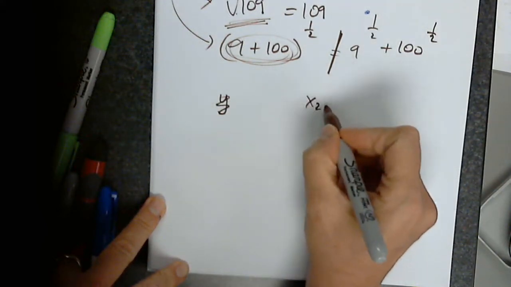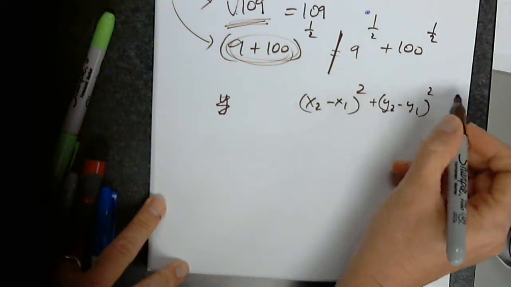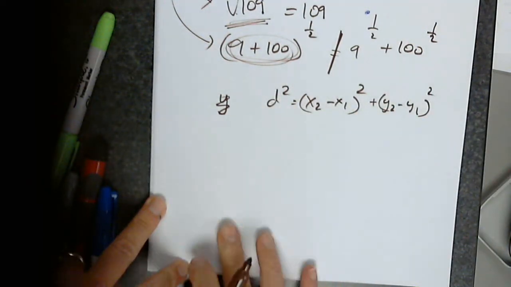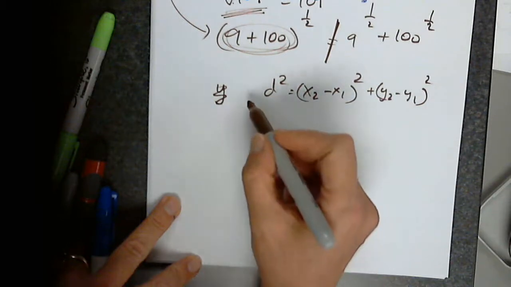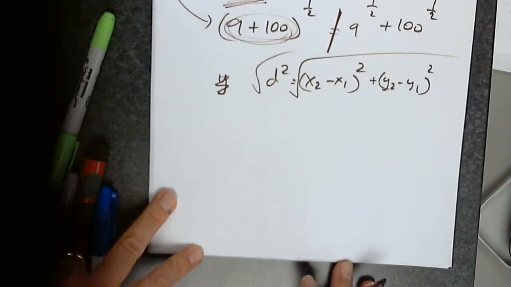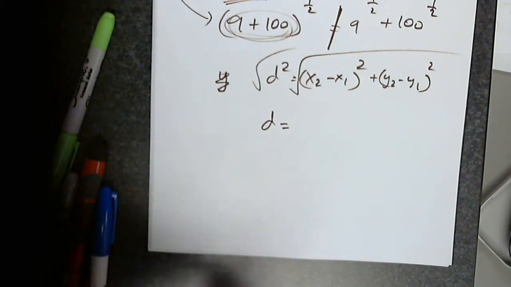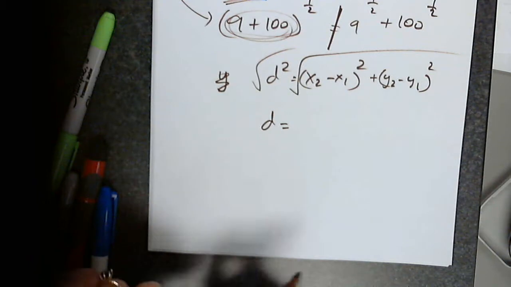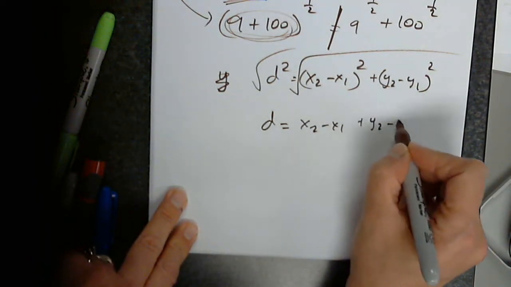Let me write it as x2 minus x1 squared plus y2 minus y1 squared equals the distance squared. We're going to get to this towards the end of this chapter actually. And I'm going to take the square root from both sides, and I bet at least one student will say, oh, take the square root and this is x2 minus x1 plus y2 minus y1.